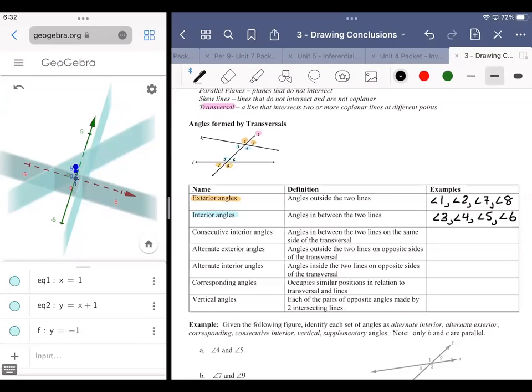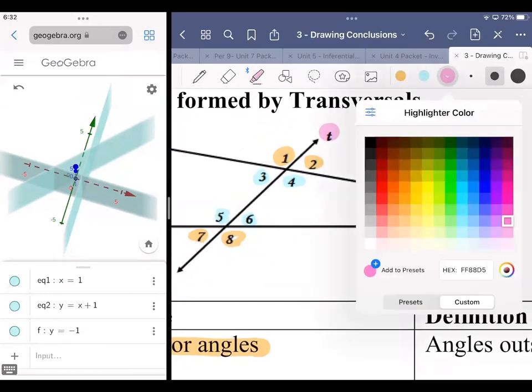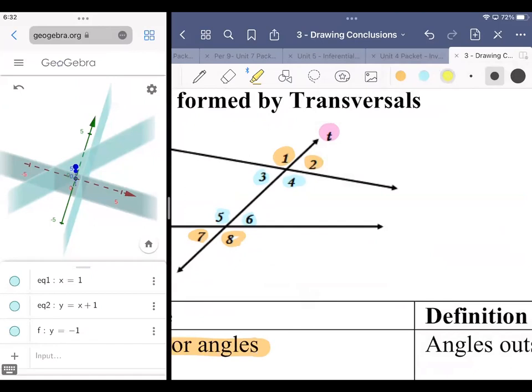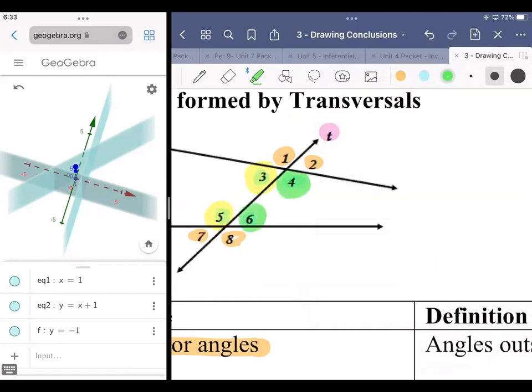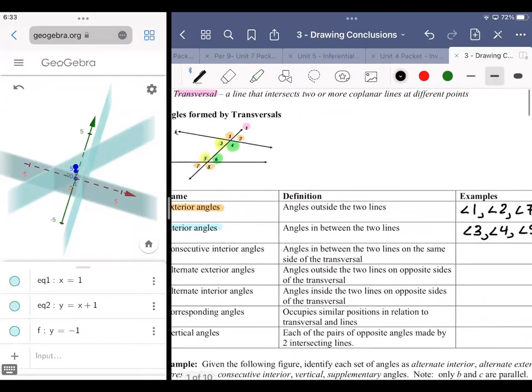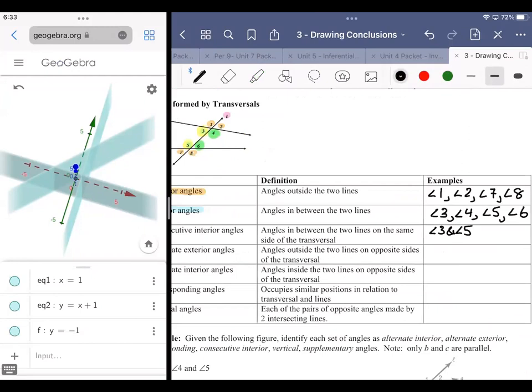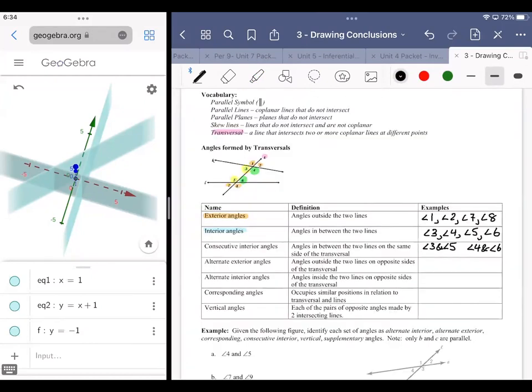You see the definition there: angles in between the two lines, but on the same side of the transversal. So if you know what a transversal is, then it's easy to identify what the consecutive interior angles are, because if you know what the interior angles are and consecutive, then you're good to go. Let me get a fresh new color here. I'll go yellow. An example of consecutive interior would be 3 and 5. Another example would be 4 and 6. So 3 and 5 are consecutive interior angles with one another, angle 3 and angle 5. Also angle 4 and angle 6.